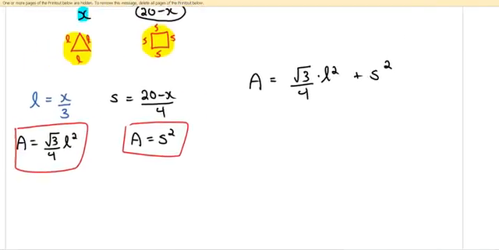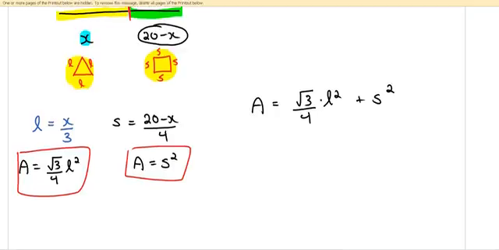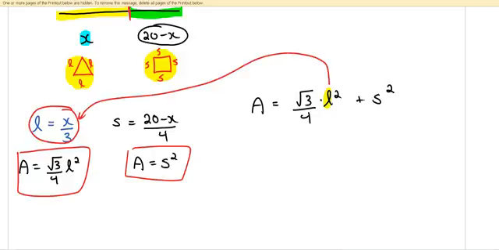That is the sum of the areas. And if I go ahead and do a substitution step here, what is L equal to? Well, L is equal to this guy right here. So let's go ahead and substitute that in.